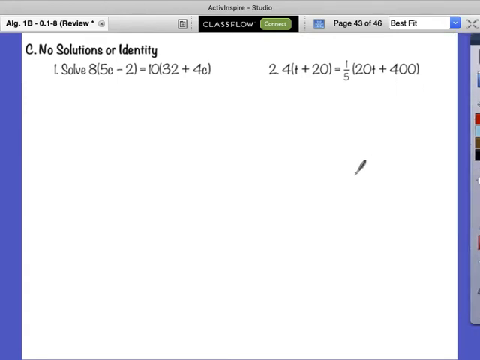Okay, no solution or identity, aka all real numbers, infinitely many solutions. Have you heard of those? Yeah. Maybe. So we're gonna solve this one. This looks pretty similar to what we just got done doing. Okay, let's distribute 8 times 5c. 40c. 8 times -2, -16, equal sign. 10 times 32. 320. We love multiplying by 10.